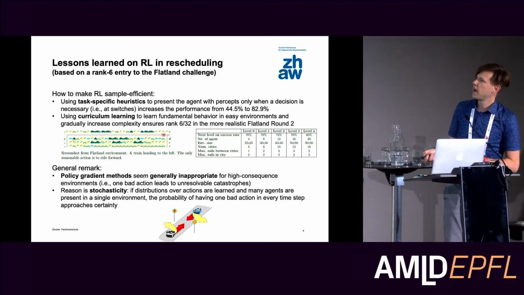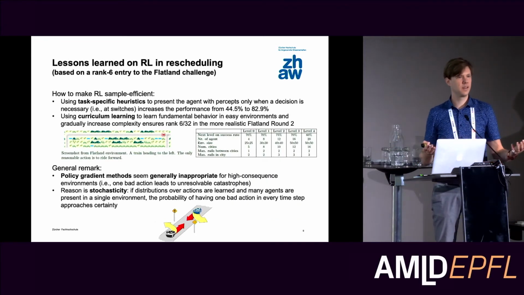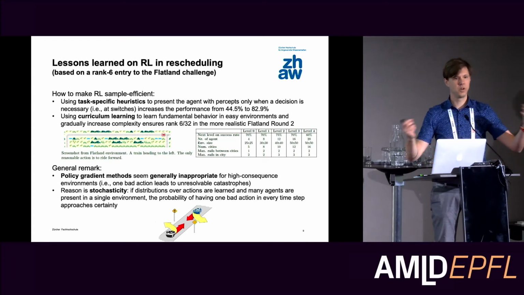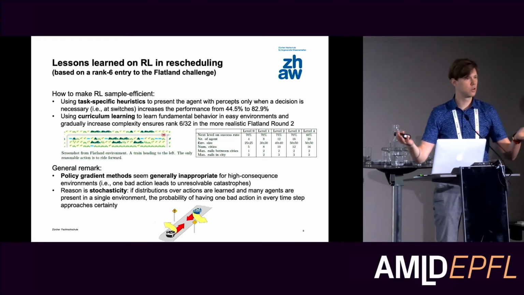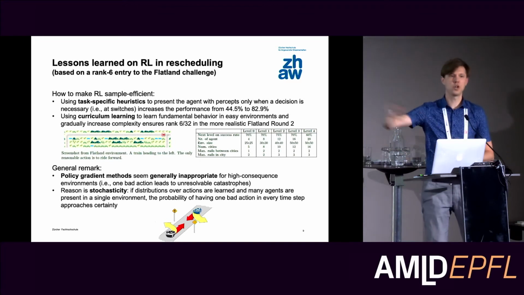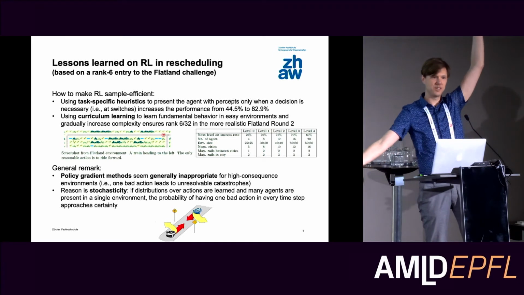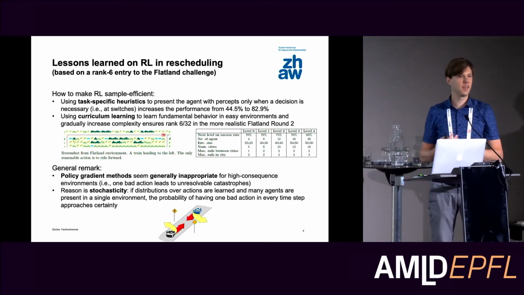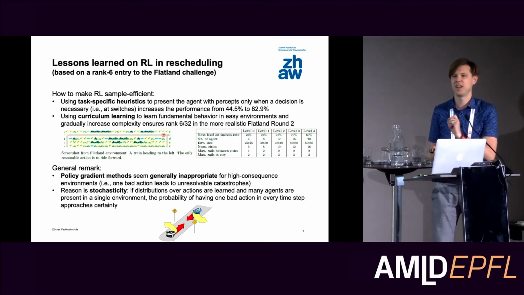And now if you have a method that in the end gives you a stochastic policy, a policy where actions are taken with a certain probability distribution, just by chance, if you have a lot of actions to take and a lot of agents that are taking actions with a certain probability, every now and then you will have at least one agent just by chance taking such a stupid high-consequence action, which is somehow not a good thing.